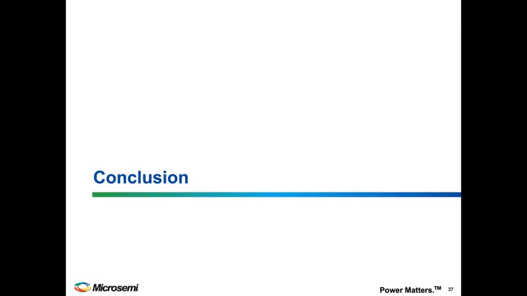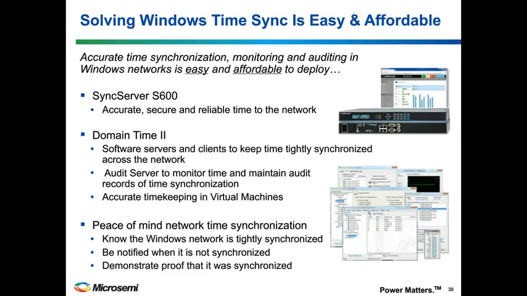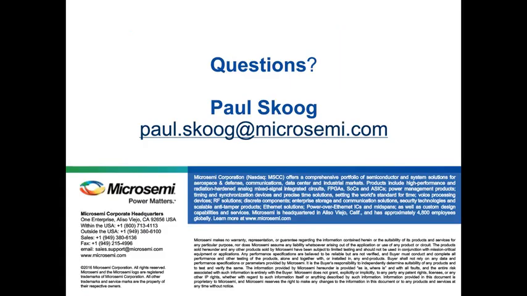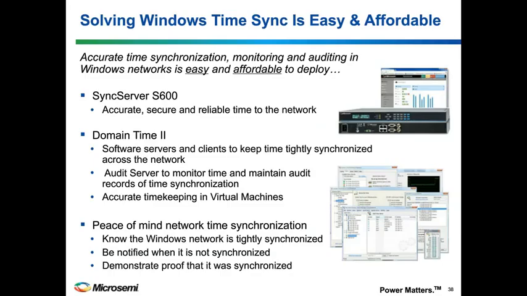Just sort of wrapping up here on solving Windows time sync problems. It is pretty easy and it's very affordable. We covered essentially 3 main topics: the synchronization aspect, the monitoring, and then an auditing aspect. And so when you put it in context of that, starting with an accurate reference time source like a Think Server S600, that's going to be a good, accurate, secure, reliable time for the network. These things are easy to install, and quite frankly, you can just forget you own it oftentimes. They just work in the background, just providing NTP timestamps to the network.